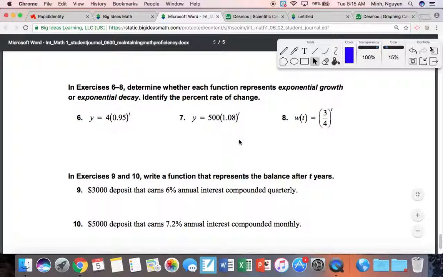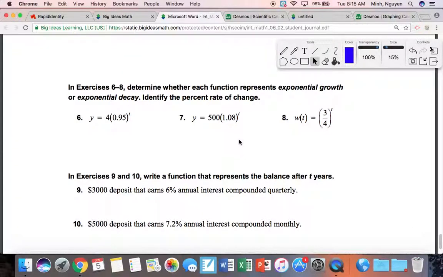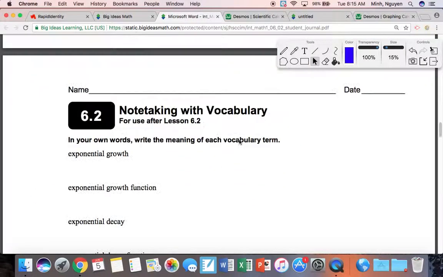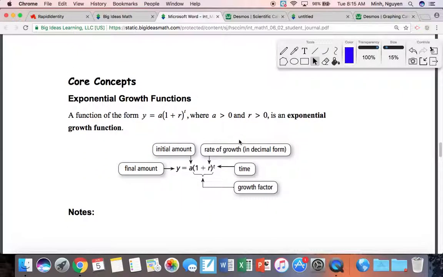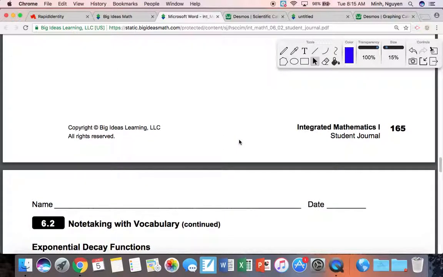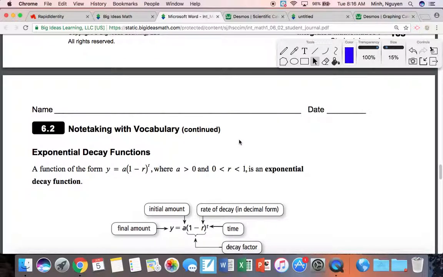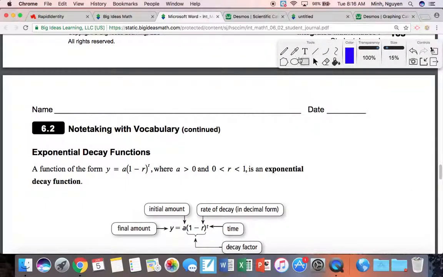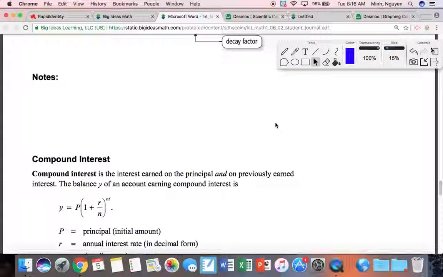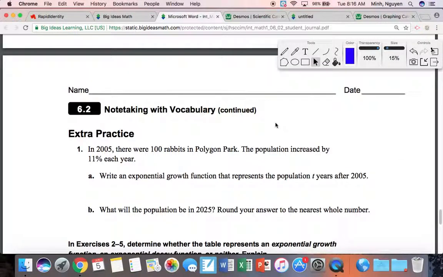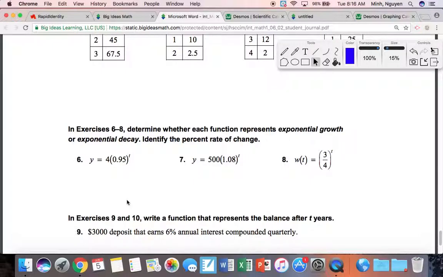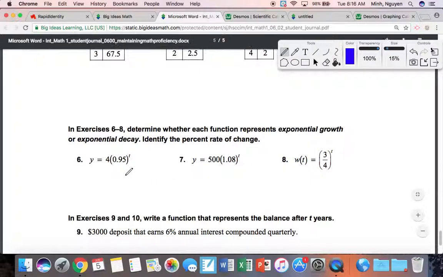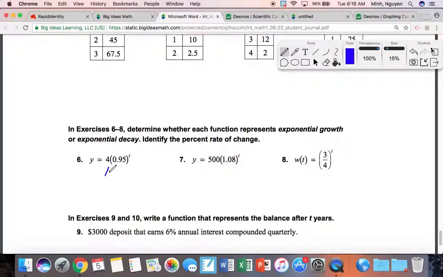Moving on. Determine whether each function represents exponential growth or exponential decay. Identify the percent rate of change. So this is still referring to these two functions, growth and decay. Don't forget, for growth, it is 1 plus something. For decay, it is 1 minus something. So if we're looking at this, let's go down. If our starting point is 1, to get to 0.95, do you have to subtract or add? And the answer is you subtract.